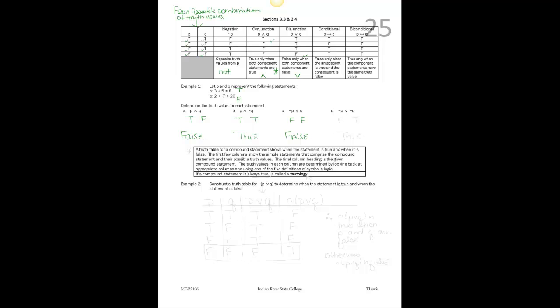And then letter D, we have not P or not Q. Not P, the opposite of P. Right now P is true, and the opposite of true is false. And then not Q, the opposite of false would be true. So we're going to call not Q T. Since this is OR, in order for the disjunction to be false, both must be false, and they are not both false. So this would be a true statement.